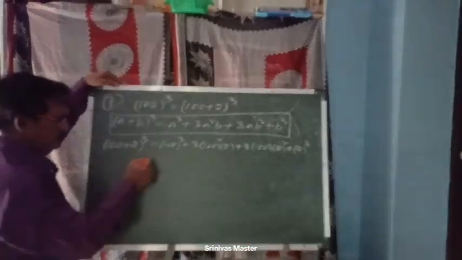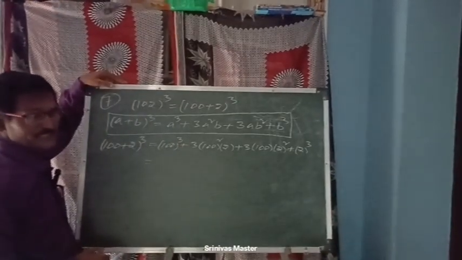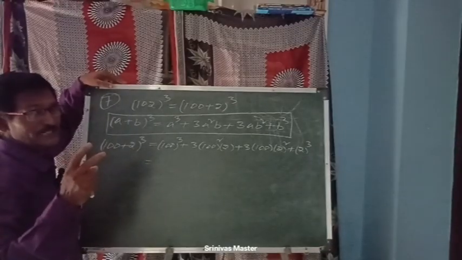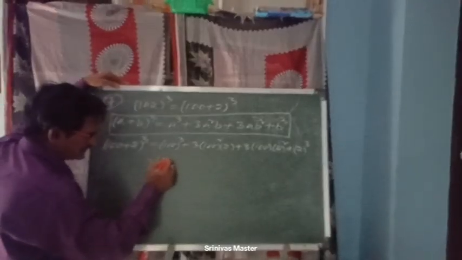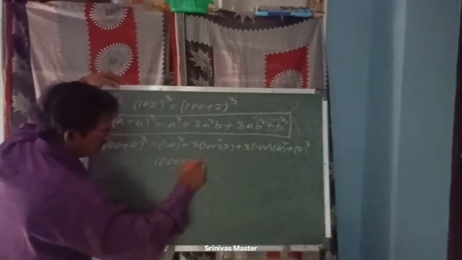Okay, now we can open this 100 whole cube. 100, how many times? 3 times. Easiest multiplication, you know that. In 100, 2 zeros are there. Like that, how many times? 3 times. 3 2s are 6. 6 zeros. 1, after 1, 2, 3, 4, 5, 6.